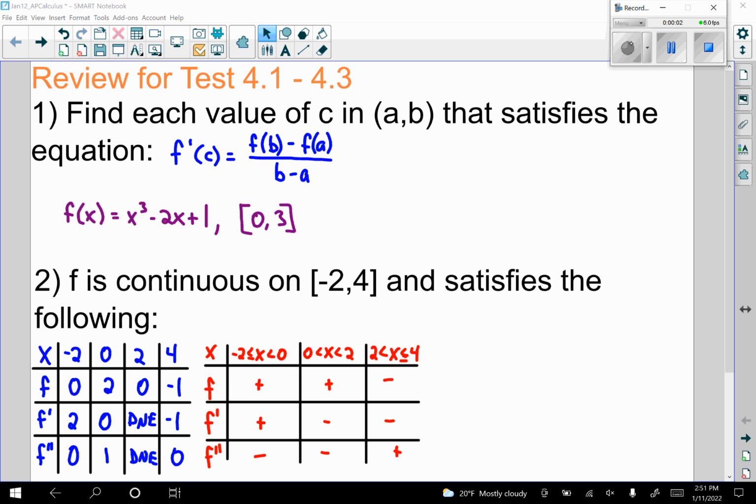Hello everyone, we're going to start today off with looking at these two review problems for the upcoming test over sections 4.1 to 4.3. But pause the video right now. I want you guys to just try number 1. There's a little bit more to number 2 down further. I'll scroll down in a little bit, but pause the video, go ahead and work out number 1 where you want to find each value of c in the open interval from a to b that satisfies this equation. Here's our function f of x, and then here's the closed interval from a to b.